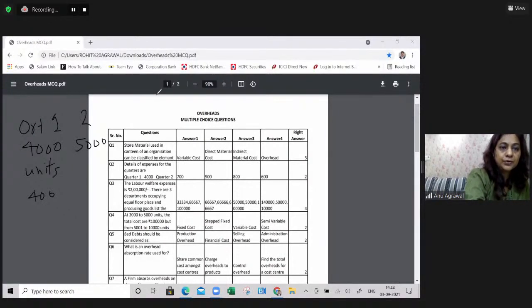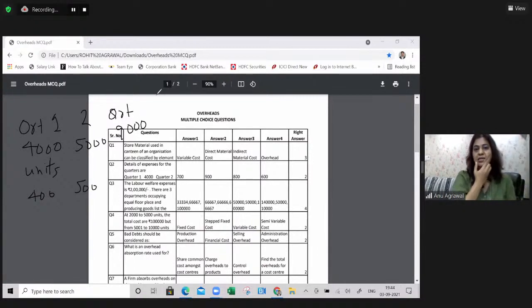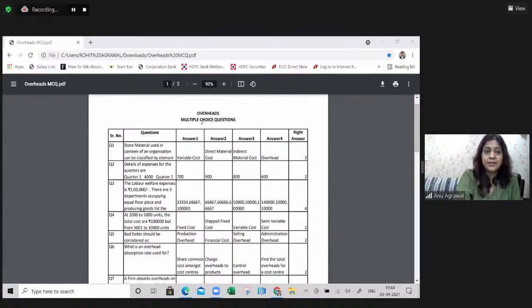5,000, units is 500. And quarter 3 is 9,000. So what will be the units here? I think my intention was you just need to calculate that 4,000 divided by 400 is 10. 500 into 10 is 5,000. So if this is 9,000, it should be 900. So the answer should be 2. But there is a printing mistake here.